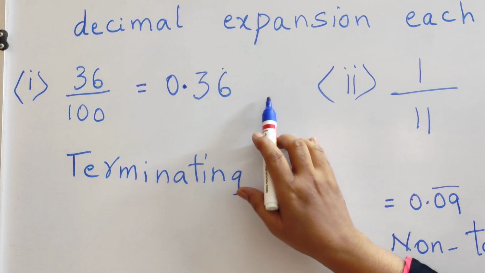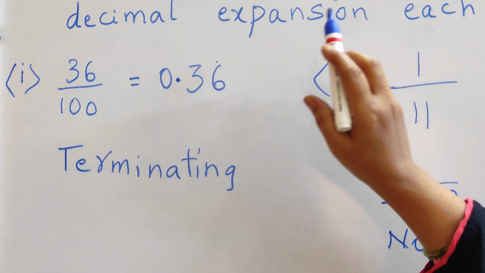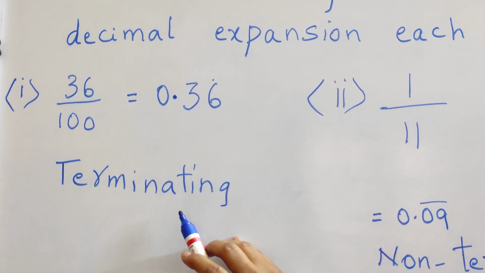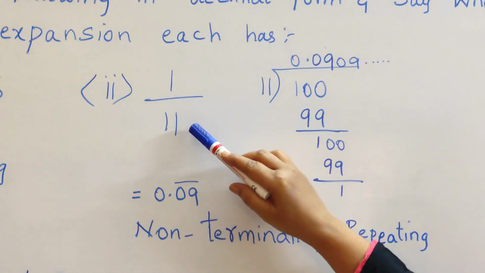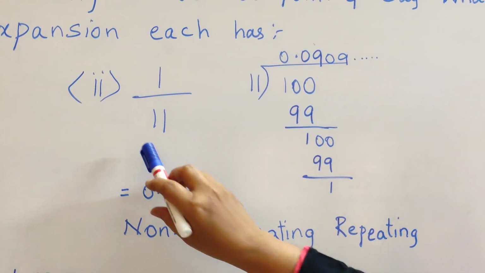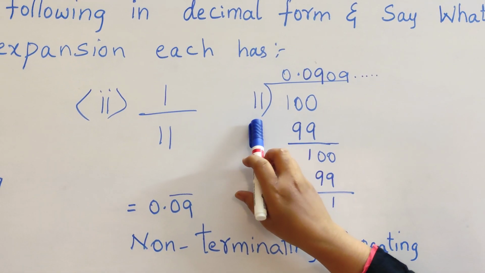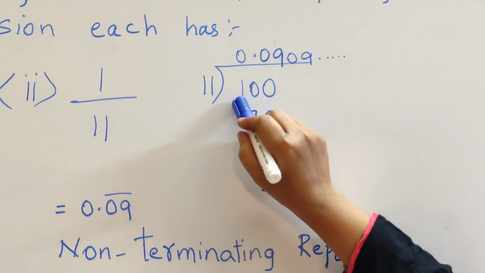And what kind of decimal is this? This is a terminating decimal. So we wrote what kind of decimal it is. Now question number 2, you can see, children, this is 1 by 11. When I literally divide it, because here I don't have any 0, I need to divide 1 by 11. And 1 is a very small number.